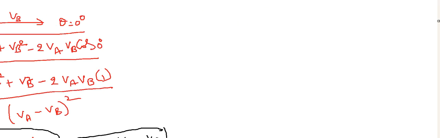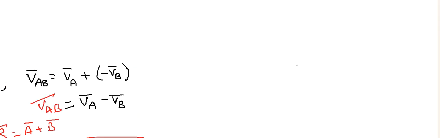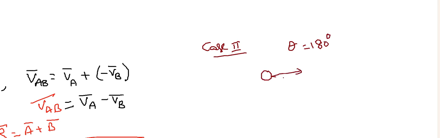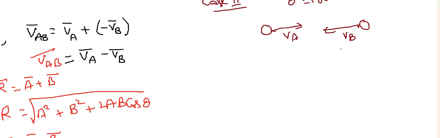Now let us consider another case, case 2. Theta is equal to 180 degree. Bodies moving in opposite directions, meaning approaching each other. This is VA, this is VB. So they are approaching towards each other.